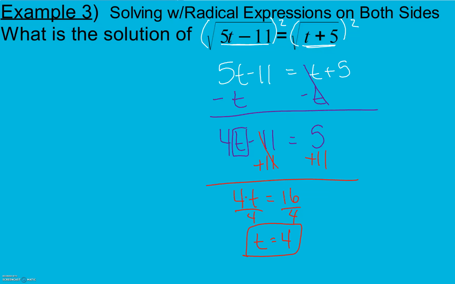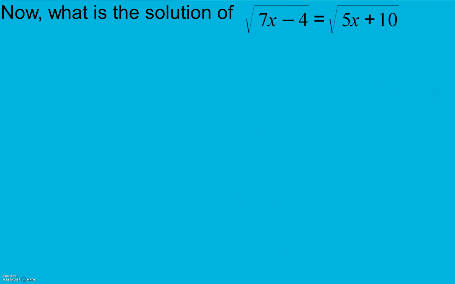And we should double check this. 5 times 4 minus 11 is the square root of 9, which is 3. And 4 plus 5 is 9. Square root of 9 is also 3. So that checks, and our answer is correct. Feel free to pause here and give this a try.